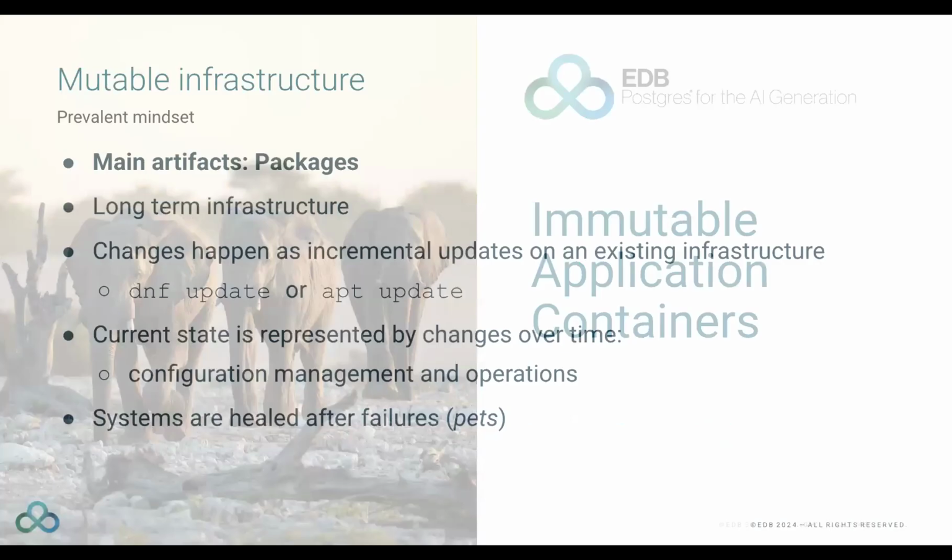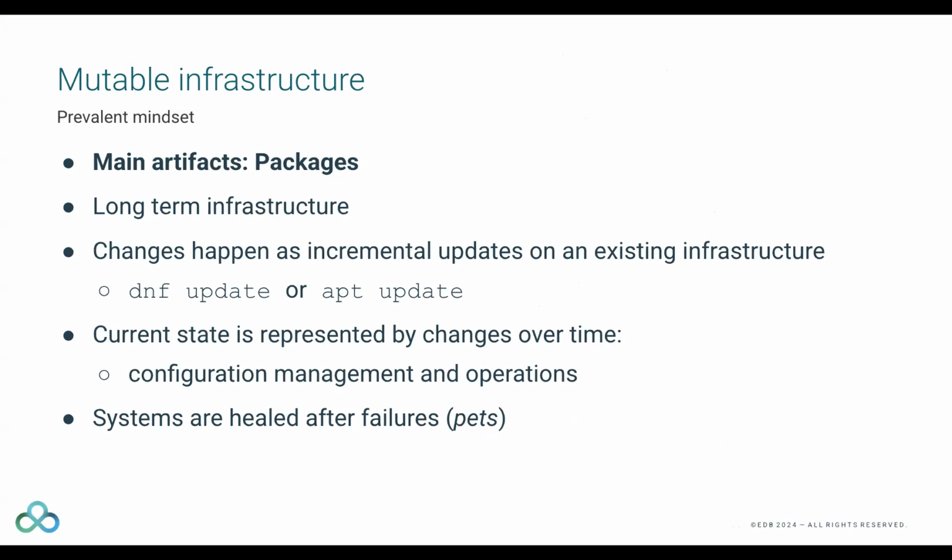So, what are these immutable application containers? To explain immutability, I like to talk about the mutable infrastructure, which is probably what the majority of people that have historically worked with Postgres are used to. Primarily referring to traditional environments like VMs and bare metal, where the main way to deploy Postgres is through packages, maybe even managed by configuration managers, but still packages are the main artifacts.